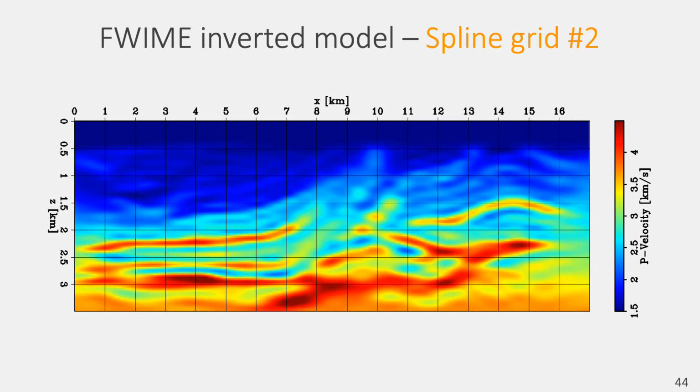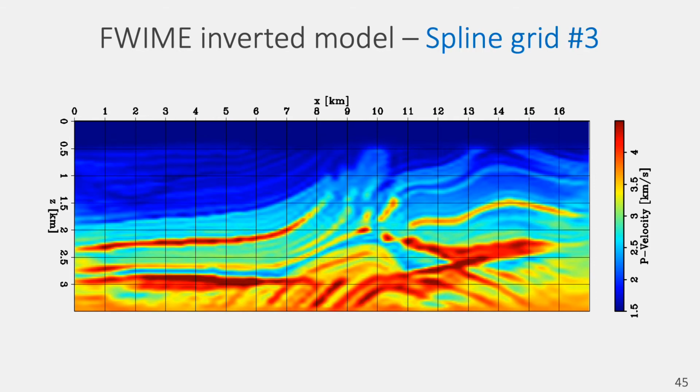This shows the FWIME inverted model after approximately 55 iterations on the second spline grid. We can see that some sharp interfaces have already been added due to the finer grid sampling, and moreover, the inversion seems to be going in the right direction. And this is the inverted model after 100 iterations on the third spline grid. The model already looks quite accurate, and most of the main features have been recovered.